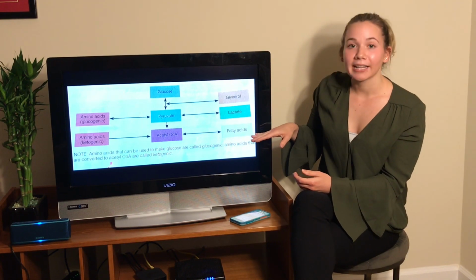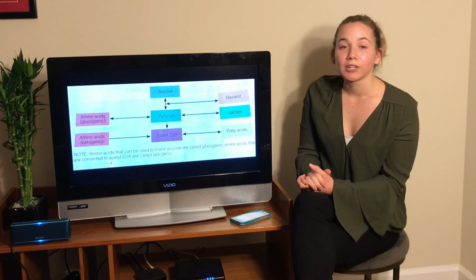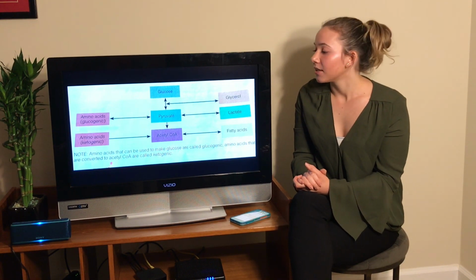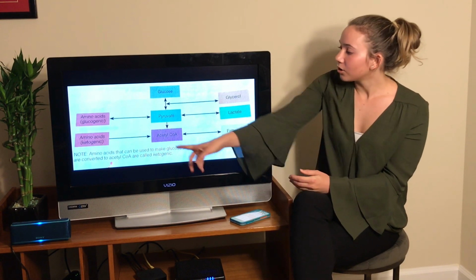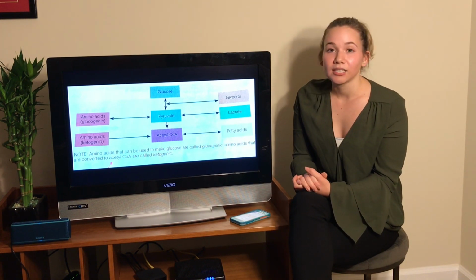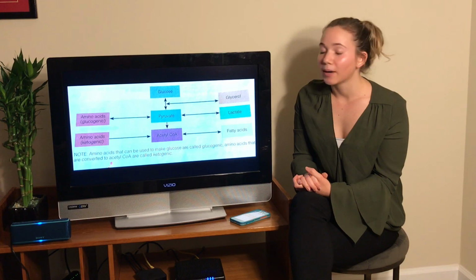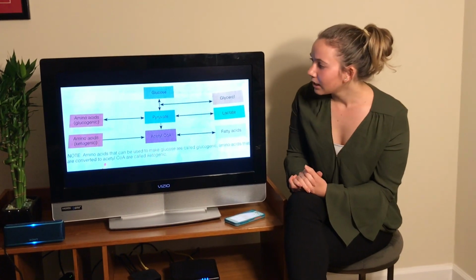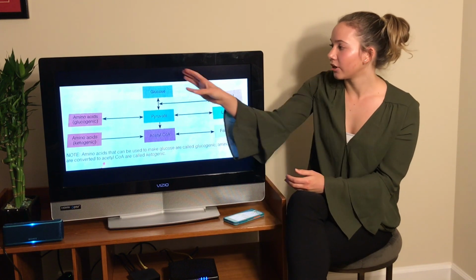The other part we have are fatty acids. Fatty acids are converted to acetyl-CoA through beta oxidation. We'll look more at that on the next slide. But you'll notice that this arrow right here is not reversible. That means that once you get that acetyl-CoA, it cannot be converted into pyruvate and then into glucose. It's just acetyl-CoA. So those are our fats and our carbs.